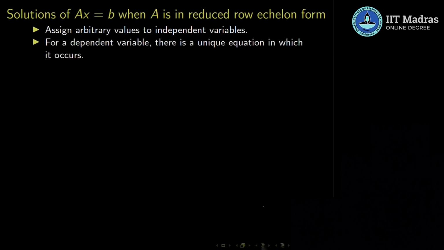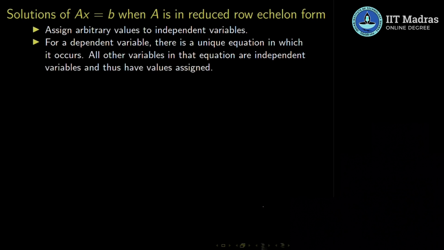And then for a dependent variable, what happens? There is a unique equation in which it occurs. If you look at the first example, with 1 0 2 and 0 1 3, x1 occurs in exactly one equation, and in no other equation. Similarly, for the second example, x1 occurs in only one equation, x3 occurs in only one equation, and x4 occurs in only one equation. So, from those equations we can find out their values.